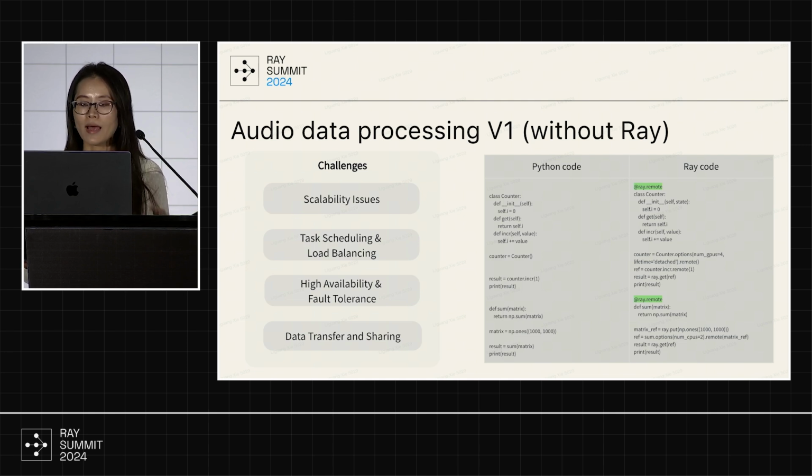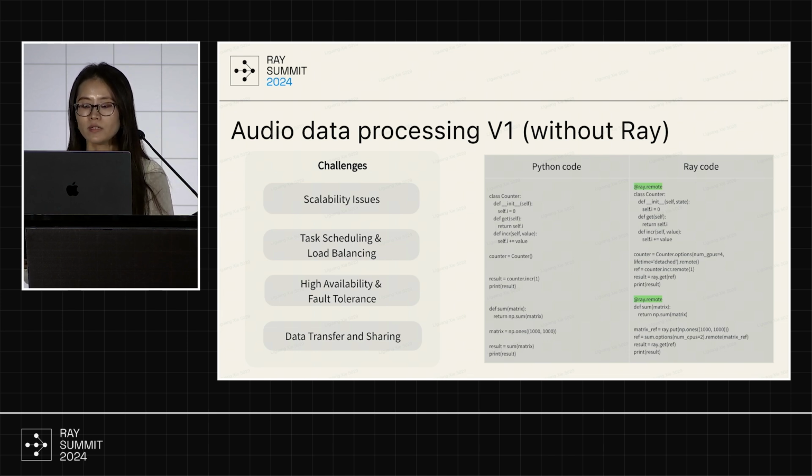The third issue is high availability and fault tolerance. The AI scenario is very difficult and the models are so complex. There is a lack of automatic mechanisms for task retries and node failure detection. As a result, during node interruption, there may be task failure and data loss. The last issue is that data transfer and sharing need manually implemented, efficient data transfer and synchronization among tasks and nodes. Performance bottlenecks occur and complexity increases.